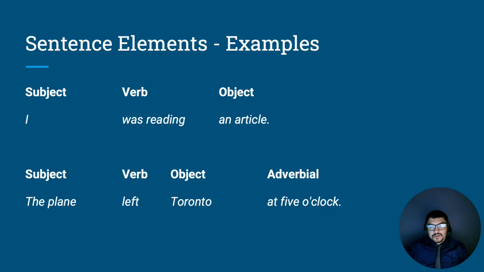Object is going to be Toronto. Toronto is also a noun phrase, even though it only consists of one word. And the adverbial is now giving us information about the time. Again, the adverbial can also give us information about the place, and you can notice this because they can be prepositional phrases, right? Prepositional phrases give us information about time and place.